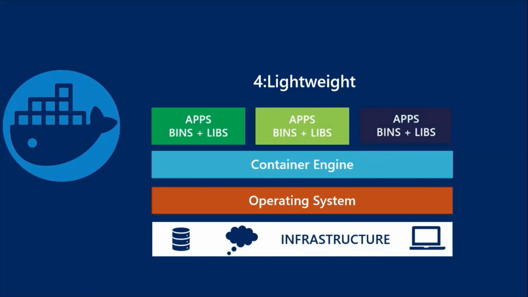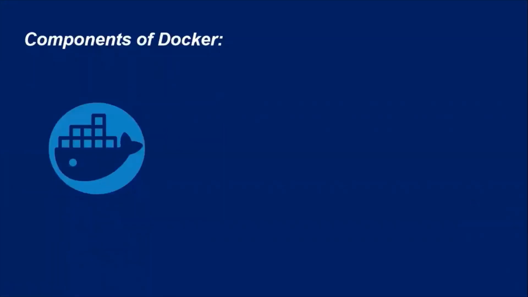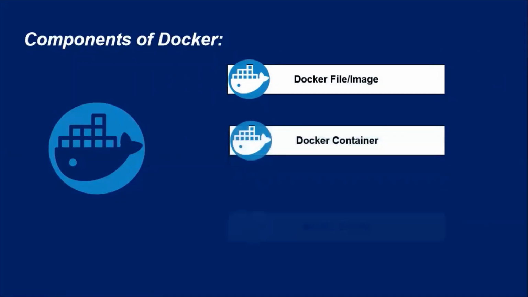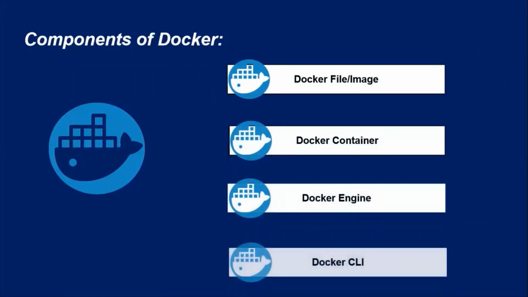So these are all the different advantages. Now let's move towards the different components of Docker. There are different components like Docker file, image, Docker container, Docker engine, Docker CLI.